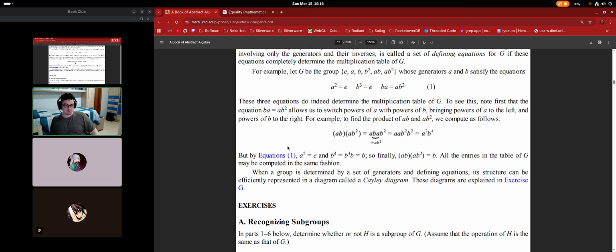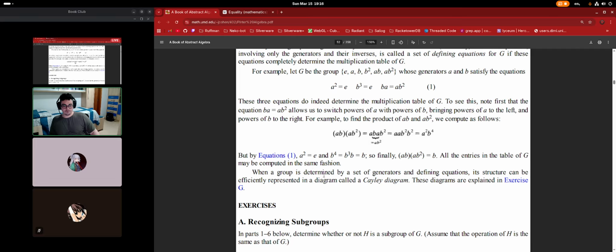To see this, note first that the equation BA equals AB squared allows us to switch powers of A with powers of B, bringing powers of A to the left and powers of B to the right. So for example, to find the product AB times AB squared, we compute as follows. Because we know that BA is equal to AB squared, we can do that, and then we can just sum those things up. And then this is going to be equal to B, right? Because A squared is equal to E, and B fourth is B cubed with another B, which means that this entire thing is equal to B. All the entries in the table of G may be computed in the same fashion.